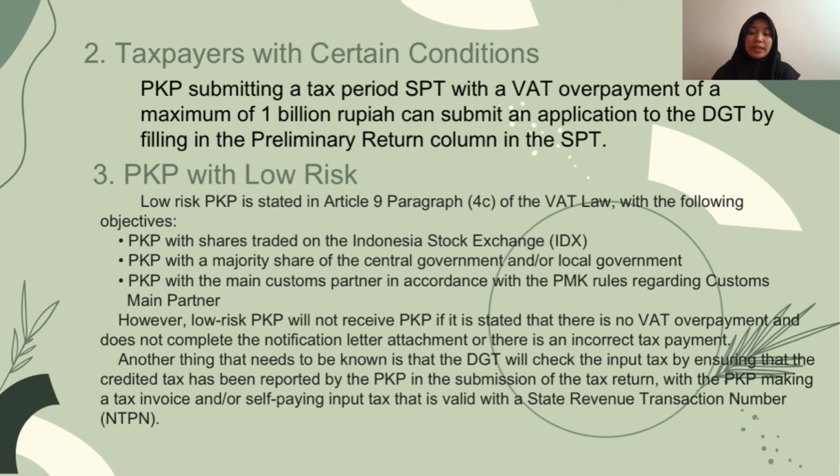Okay, but another thing that needs to be known is that the DGT will check the input tax by ensuring that the credited tax has been reported by the PKP in the submission of tax return, with the PKP making a tax invoice or self-paying input tax that is valid with a state revenue transaction number.